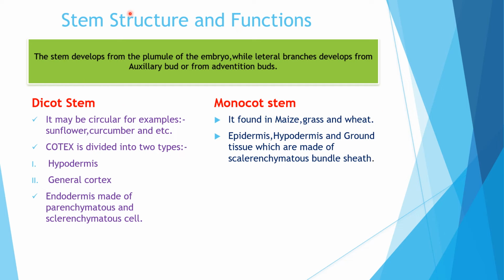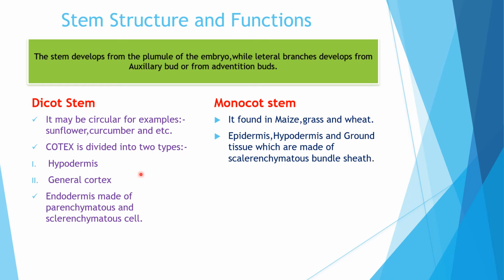Now we are going to discuss the stem. The stem develops from the plumule of the embryo, and is a lateral branch which develops from buds and adventitious buds. There are two types of stems: dicot stem and monocot stem. Firstly, the dicot stem is circular and is shown in many plants such as sunflower, cucumber and many more, while the monocot stem is shown only in maize, grass, wheat and a few others.